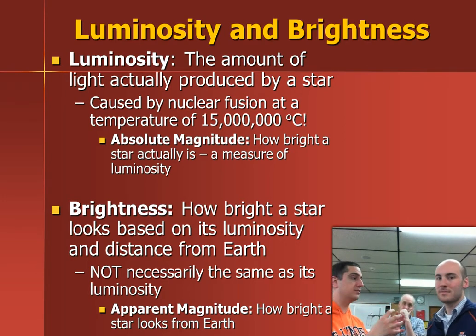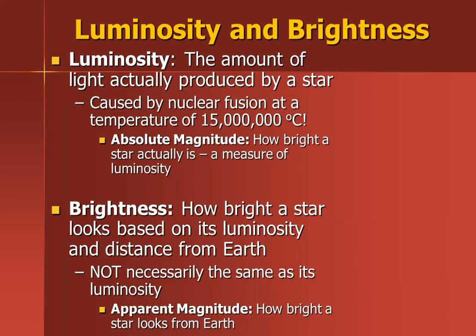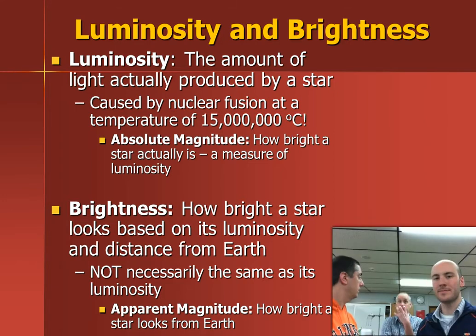Now, the brightness is more of like an appearance factor. So how bright does the star look based on its luminosity and its distance from us? So now we're looking at not just what it actually is in terms of how much light there is, but when you look at it, how does it appear? That's called the apparent magnitude because it appears to be a certain brightness. So the luminosity is how much energy is produced as light. Right. The brightness is how much light it appears to us, and that's going to be affected by distance.